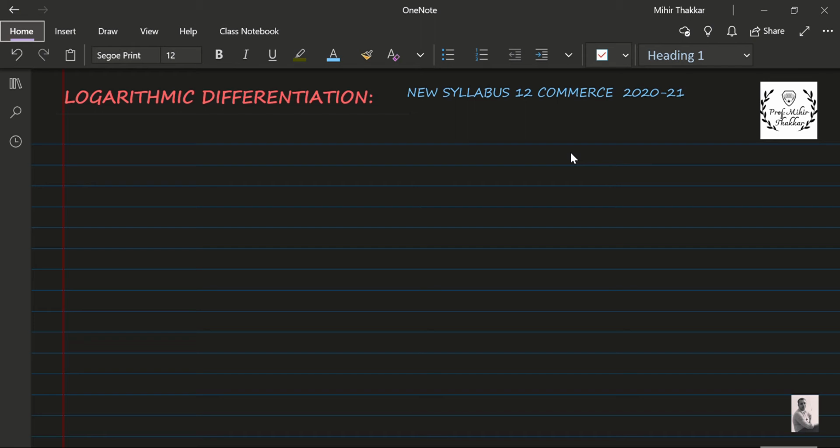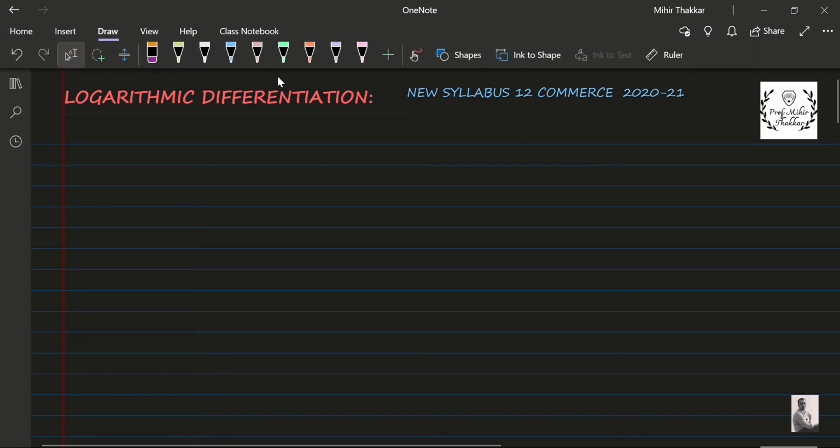Okay. So when we want to learn logarithmic differentiation, it's very simple, guys. Just carefully observe the entire video till the end and I assure you, you will become a master in applying logarithmic differentiation. This is based on the 12th standard new syllabus issued by the government for the year 2020-21.